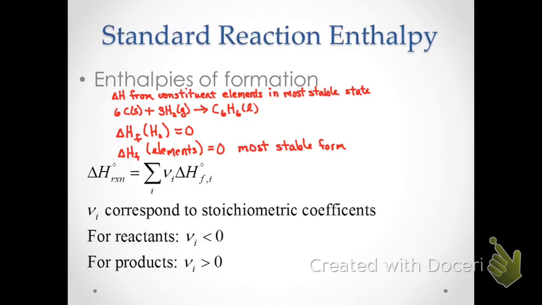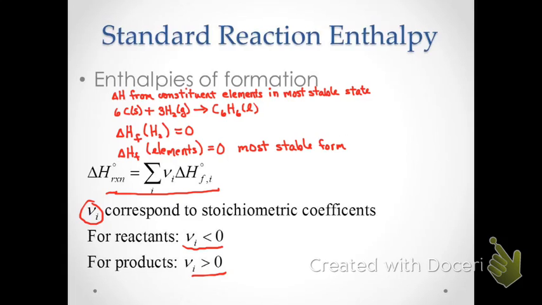So when we calculate the enthalpy change for a particular reaction, we'll use these enthalpies of formation. And this equation here shows a shorthand way to deal with that. Here we have a summation where delta H naught would be the standard enthalpies of formation of the particular species in the reaction, and this quantity nu sub i corresponds to the stoichiometric coefficients, where in this particular format the reactant coefficients are less than 0 and the product coefficients are greater than 0.